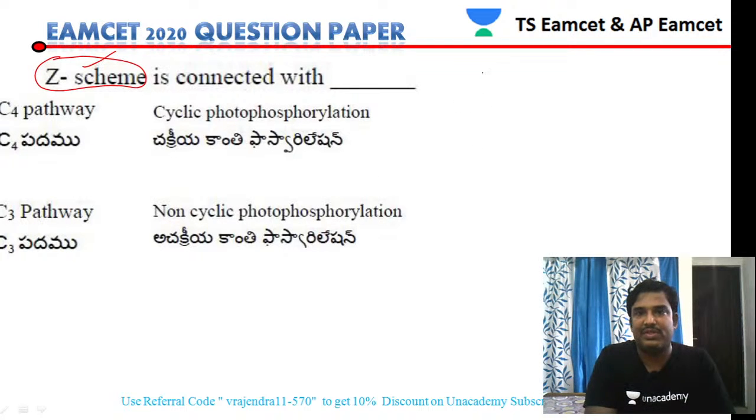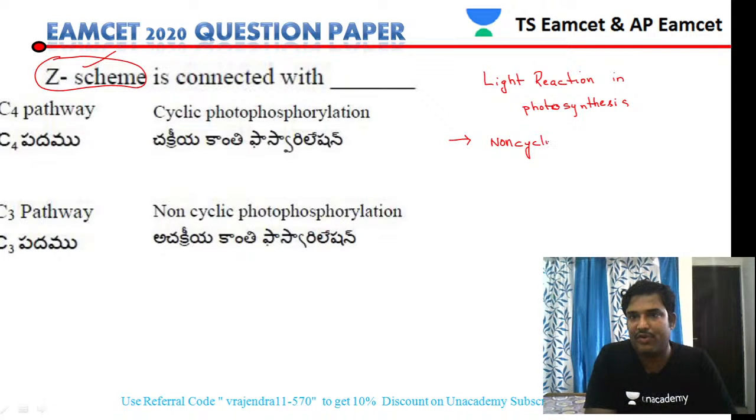The Z scheme is connected with the light reaction. Actually, the Z scheme is connected with the light reaction in photosynthesis. So where is the light reaction taking place? In photosynthesis, two types of light reactions take place, that is cyclic photophosphorylation and non-cyclic photophosphorylation.